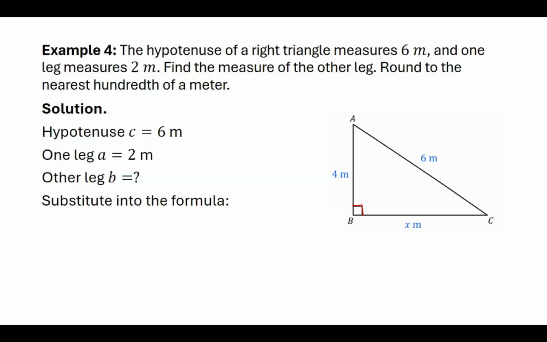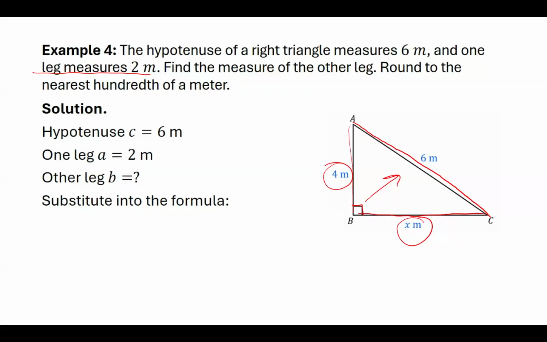As mentioned before, they tell us that one of the legs measures 2 meters. It doesn't matter which one you choose, this one or the other one; you still get the same answer. So I chose this to be 4. I chose this to be X. The hypotenuse is always the longest side, the one opposite to the angle of 90 degrees. So that has to be 6. That cannot be changed or modified.